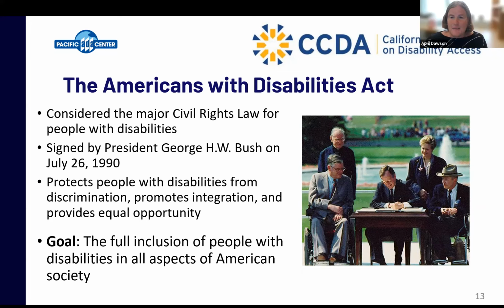So this is April. Many of you may have heard of the Americans with Disabilities Act. It was just a few months ago that we had our ADA anniversary that we celebrated at our CCDA meeting. The Americans with Disabilities Act is considered the major civil rights law for people with disabilities, and it was signed by President George H.W. Bush on July 26, 1990, and it protects people with disabilities from discrimination, promotes integration, and provides equal opportunity. And the goal is the full inclusion of people with disabilities in all aspects of American society. And Jan is going to drill a little bit deeper into the titles of the ADA and talk a little bit more about the law.